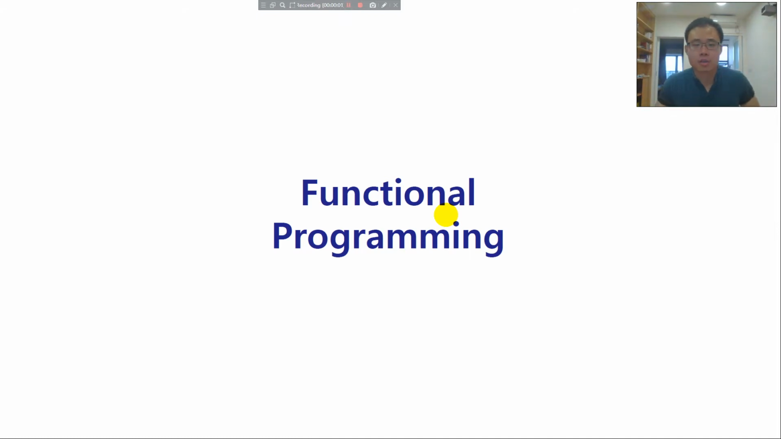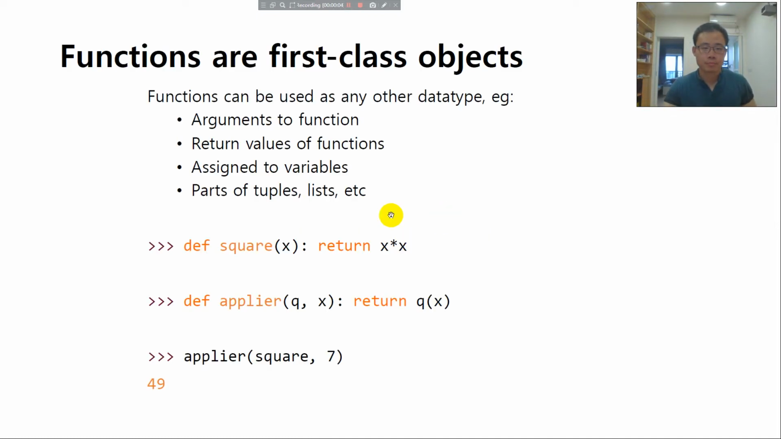Okay, let's continue to talk about functional programming. There are several functional programming skills that we must master when we are reading or learning how to write Python code. Functions are first-class objects, and they can be used as any data type. For example, as arguments to a function, return values of functions, assigned to variables, parts of tuples, lists, etc. For example, you can define the square function to return the square of its argument.